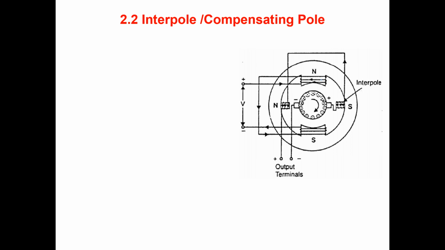Here we have a north, after north it will be south, after that we have a north. They are fixed in between the main poles, so these are known as interpoles, and they are connected in series with the armature winding. See here, this will be positive, go to north, then go to south, then come out through the armature. That means they are connected in series with the armature winding. But in what fashion? If we say positive, then from positive we take the current.